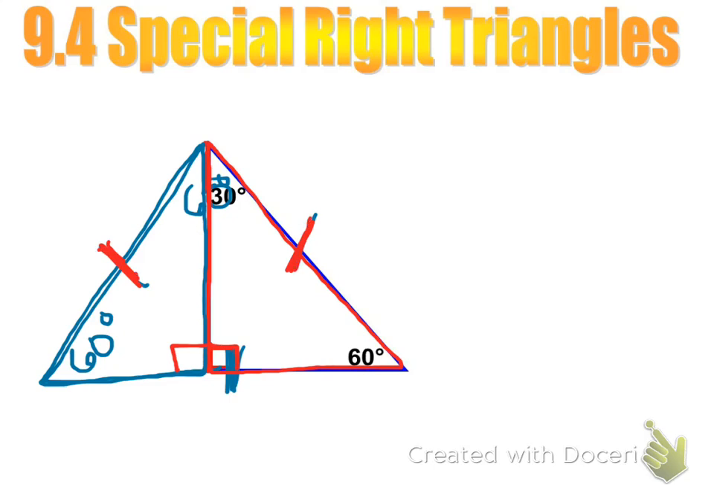Let's look at the relationship now between the hypotenuse and this side across from the 30-degree angle. The side across from the 30-degree angle is a leg, and it would be what we would call the short leg, since it is across from the shortest, smallest angle.